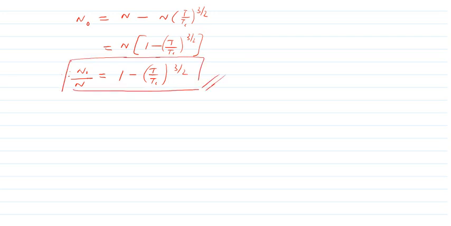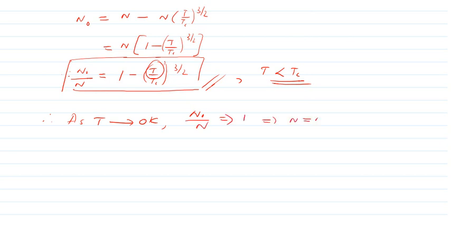Got it? Remember, this equation is applicable only when the temperature is below the critical temperature, which means the BEC should be happening. This equation helps us to understand the Bose-Einstein condensation better. As T tends to 0 Kelvin, what will happen? The ratio T by Tc will be tending to 0, so 1 minus 0, that is N0 by N tends to 1, or N tends to N0.